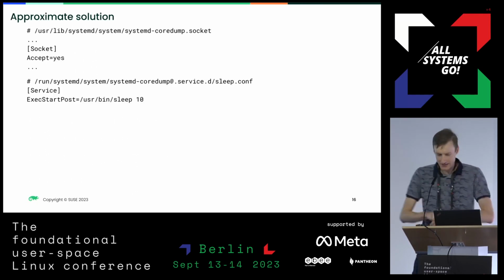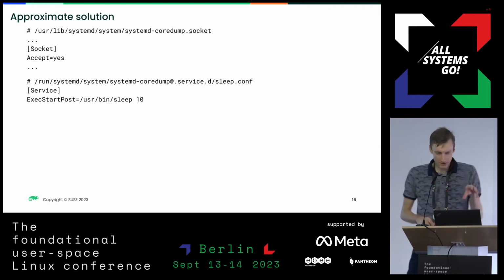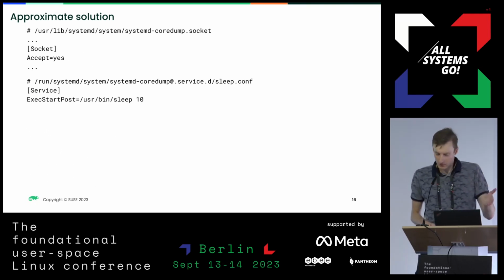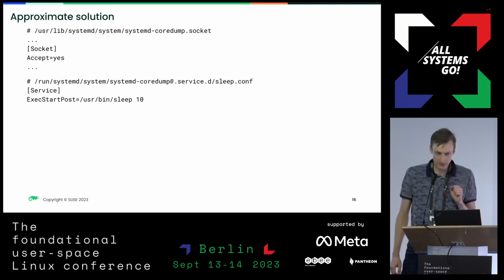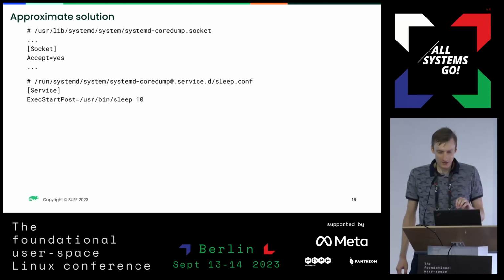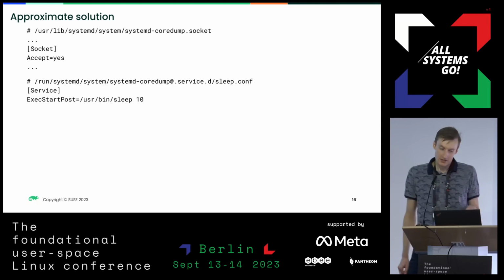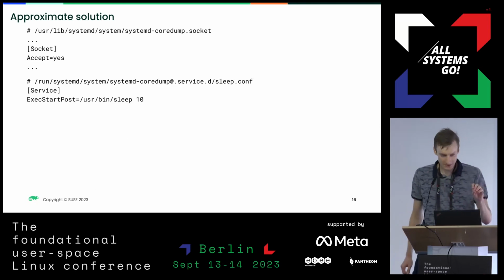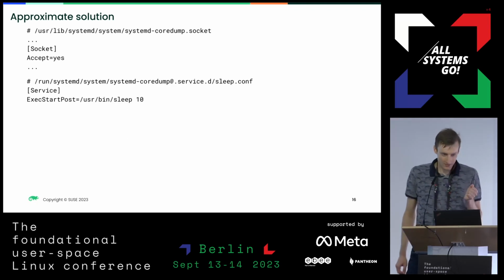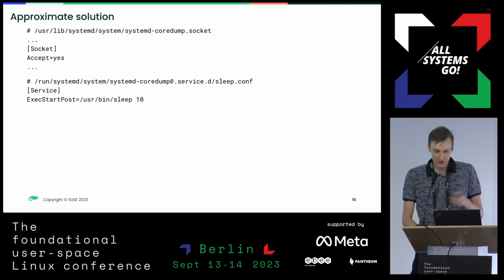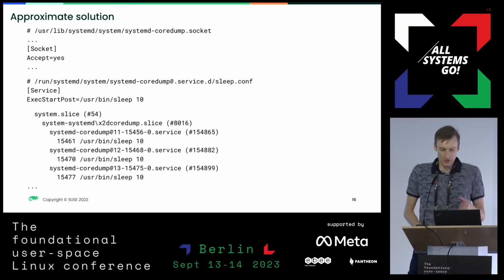So first, as an approximate solution, we have the socket activated units. Systemd can set up the socket. There is one option called accept yes. That means that when systemd starts the service, it actually starts a service for each connecting client. So here is a demonstration. It's used, for example, by the systemd core dump service. I patched it so that it takes longer, and I can play with that. If I have three processes core dumping in parallel, you can see that there are actually three instances of the service running in parallel.